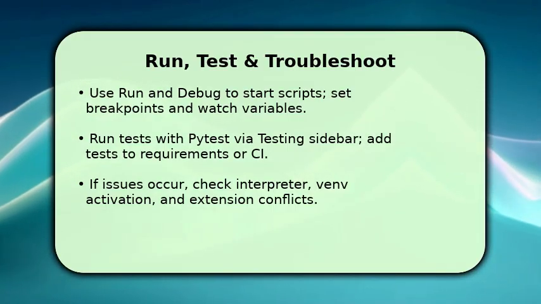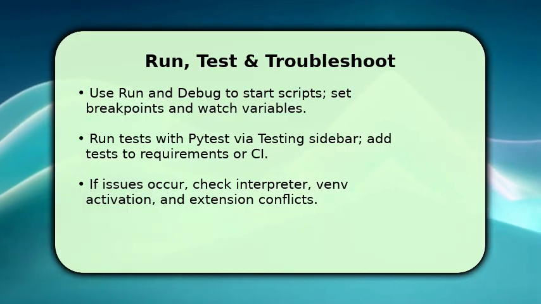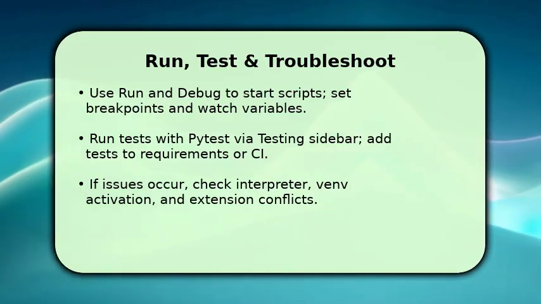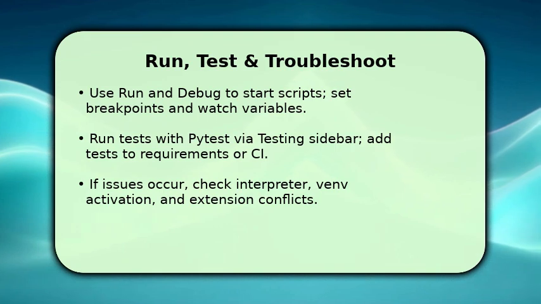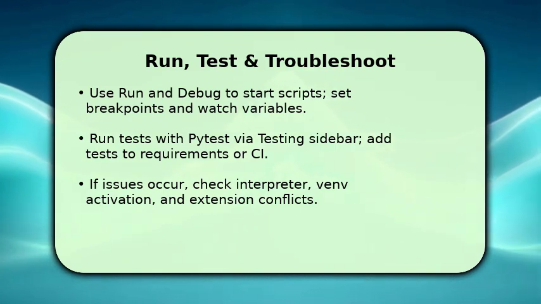requirements.txt updated. If something breaks, first verify the selected interpreter and that the terminal activates the venv. Then disable extensions one at a time to find conflicts. This single troubleshooting step solves most environment problems.